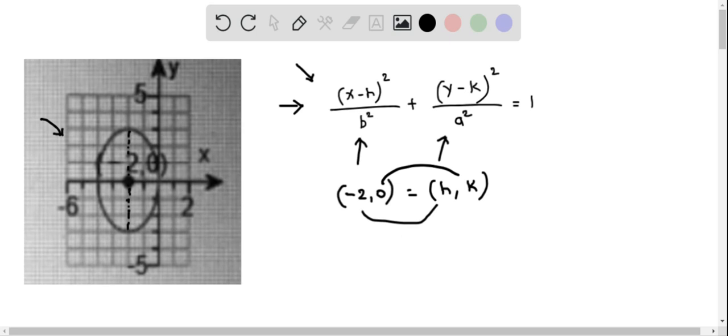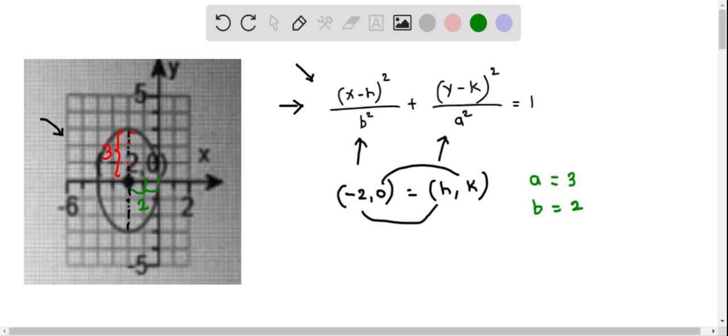And let's also determine the value of a and b. a is basically this distance, that is the distance of the vertex from the center of the ellipse. So this distance we can count it. This is 1, 2, and 3. So this distance is 3. And b is this distance, that is the distance of the co-vertex from the center of the ellipse. So we can count this distance, that is this is 1 and this is 2, so it is 2. So therefore we see that a equals 3 and b equals 2.